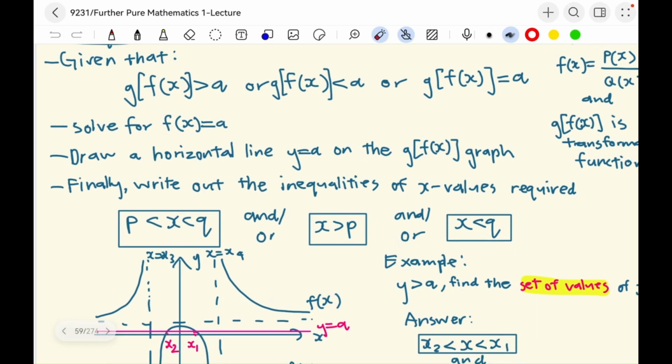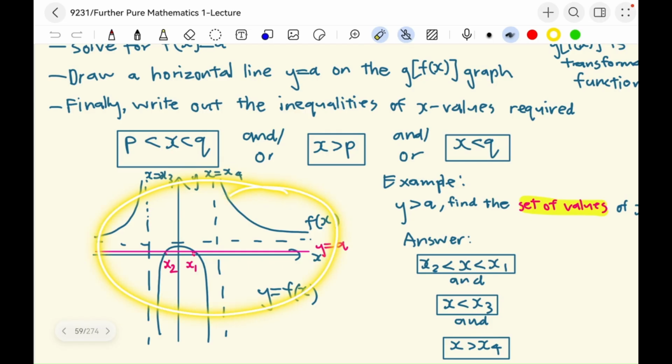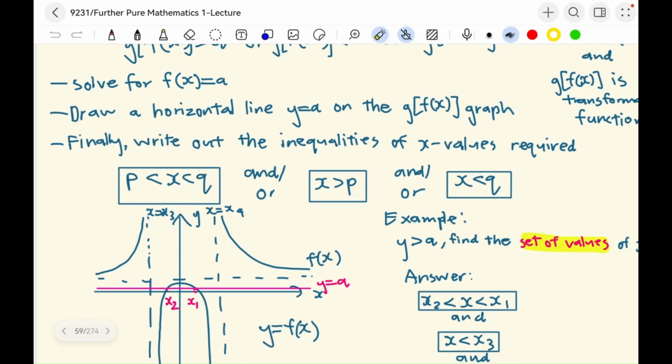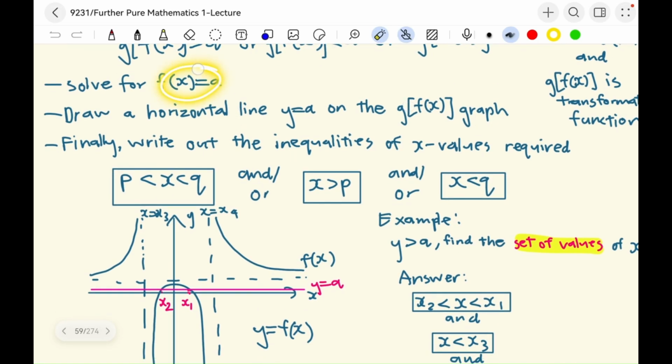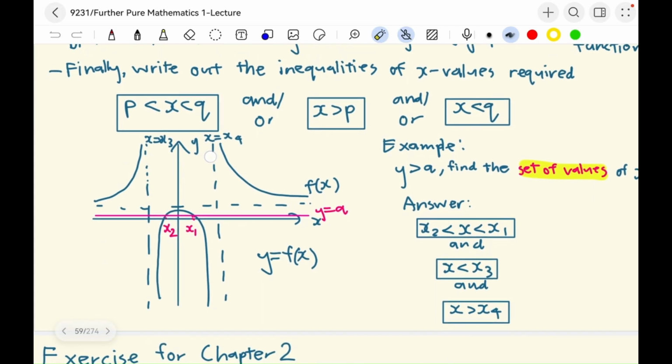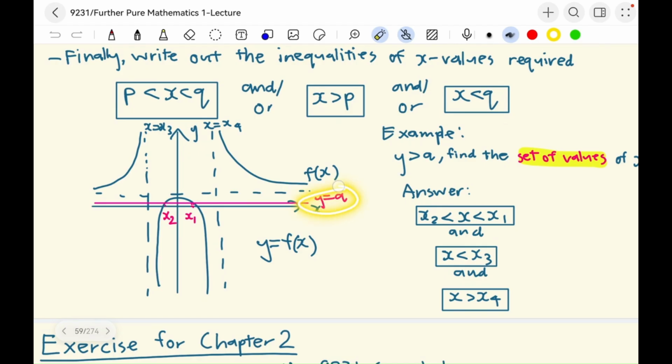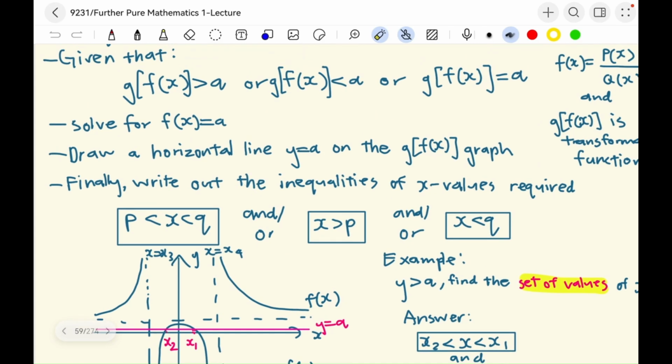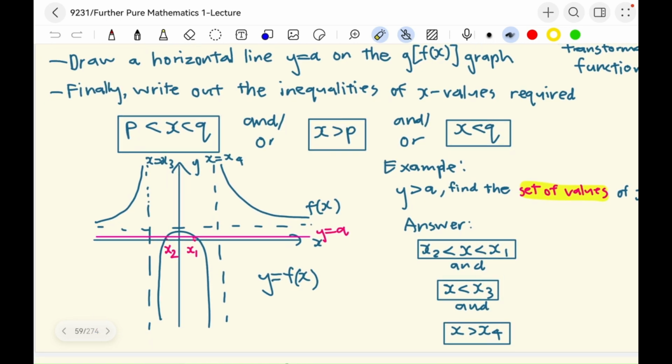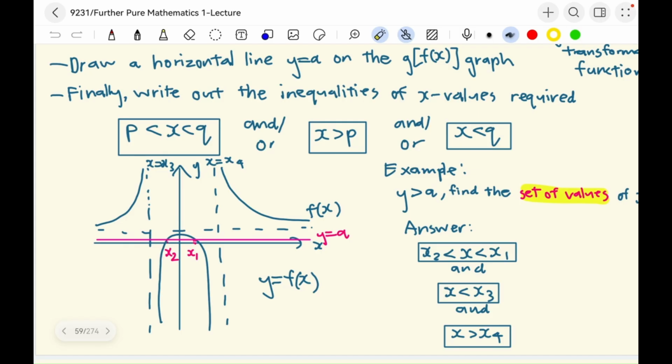Okay. So first thing first, you have to solve for f(x) equal to a. And next, you draw a horizontal line. Use the pencil instead of pen on the graph you have drawn over here. Finally, you write out the inequalities of the x value required. So you solve for it, you draw the line, and you see the change. So this magenta color line is y equals to a. You solve for the x inside. Okay, so you can see over here on the center.